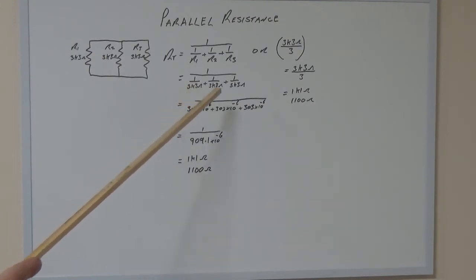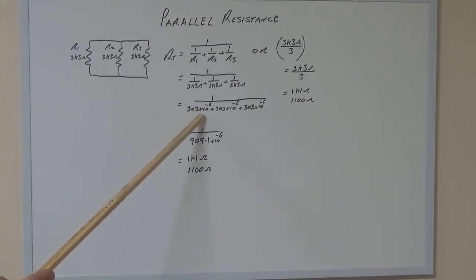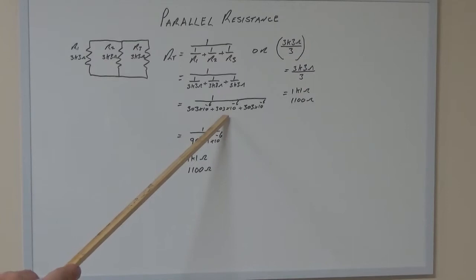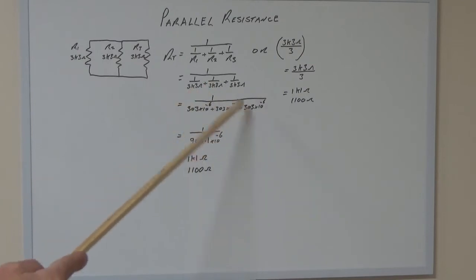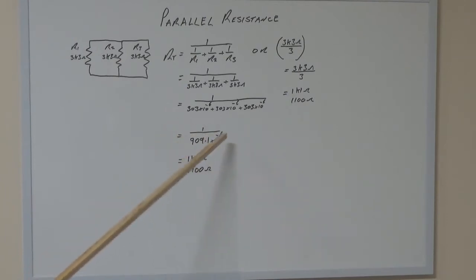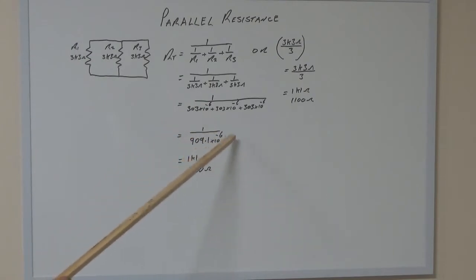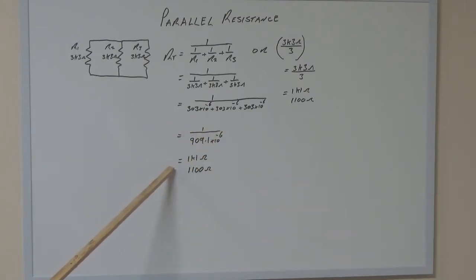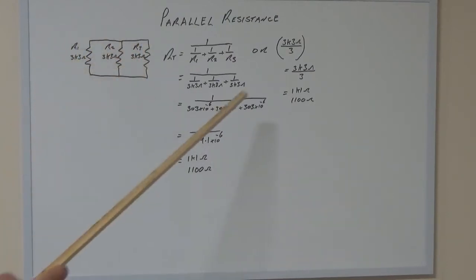And if you calculate this out, you get 1 over 303 times 10 to the negative 6 plus 303 times 10 to the negative 6 plus 303 times 10 to the negative 6. And then if you calculate that out, you get 1 over 909.1 times 10 to the negative 6. And there's a bit of rounding in here and up there, so just be aware of that. Once you do this calculation, you end up with 1.1k ohms, or 1,100 ohms, and that's 1/3 of one of the values of the resistor.